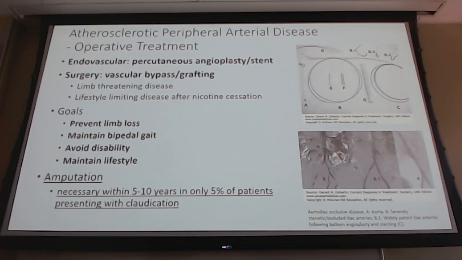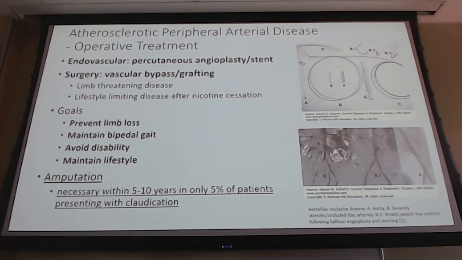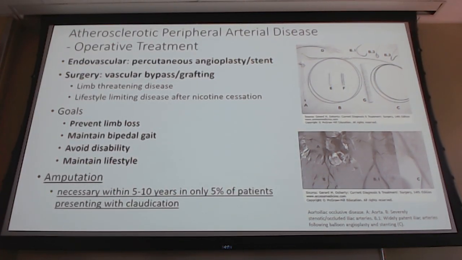Goals are we're trying to prevent that limb loss. We're trying to maintain that bipedal gait, trying to avoid disabilities. Okay, and maintain their lifestyles. And then 5% of patients who present with claudication within 5 to 10 years will require an amputation. So it's not as common, but if we cannot keep that blood vessel open and that area vascularized, then most likely within 5 to 10 years it's going to need amputation.